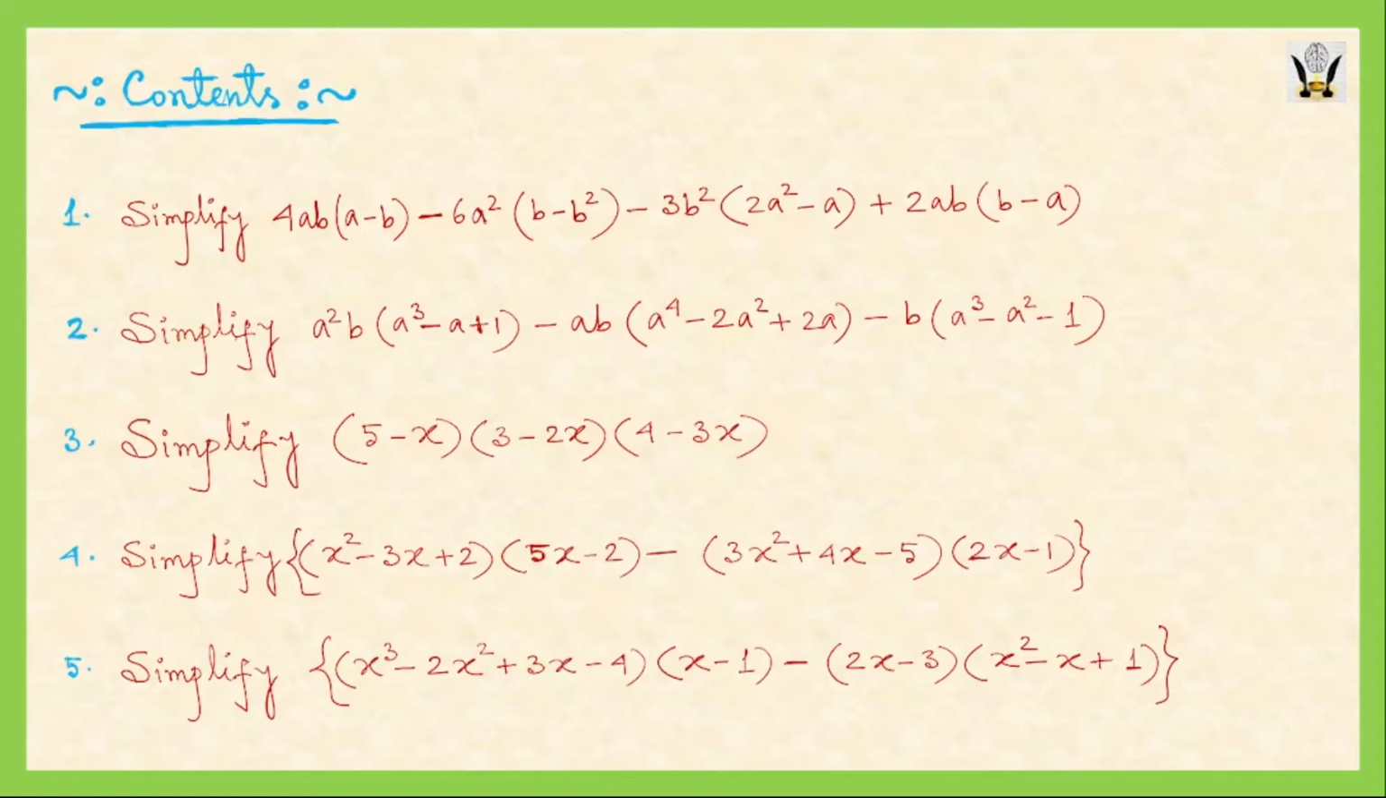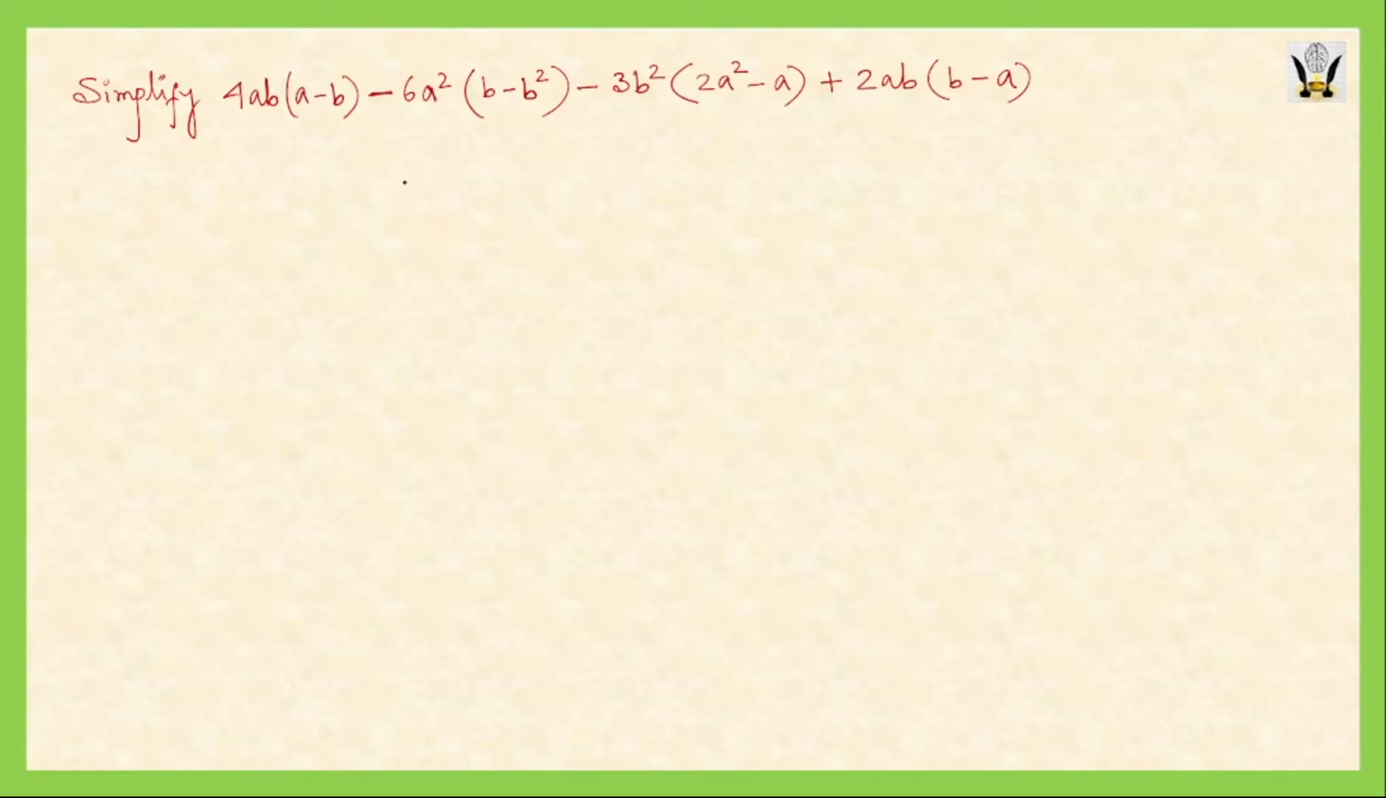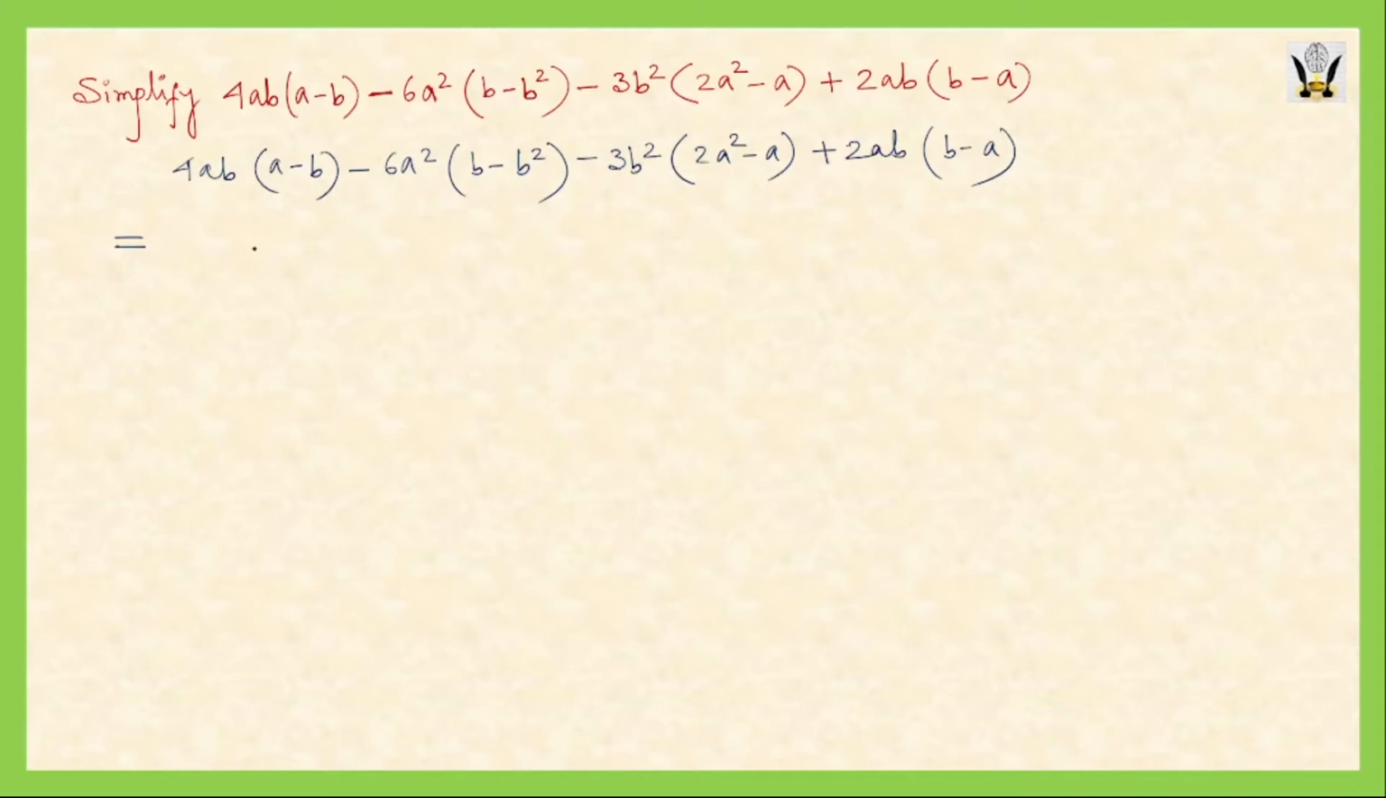So let's get started. The first problem says that we have to simplify this algebraic expression, where we will be applying the concept of multiplication, addition and subtraction. From the first term, we have multiplication of two algebraic terms: 4ab will be multiplied by a. The powers of a and a are 1, so they will be added and it becomes 2.